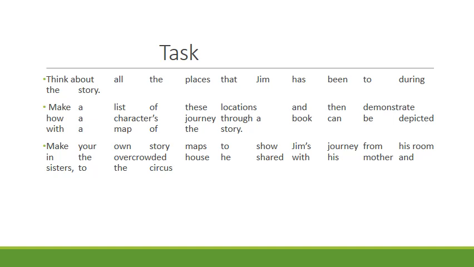Now, task. Think about all the places that Jim has been to during the story. Make a list of these locations and then demonstrate how a character's journey through a book can be depicted with a map of the story. Make your own story map to show Jim's journey from his room in the overcrowded house he shared with his mother and sisters to the circus. Okay, so what you're going to do now is you're going to draw a story map, from his journey where he lived in the overcrowded house to the circus.